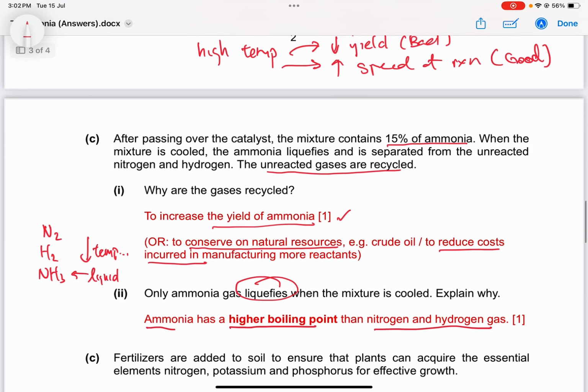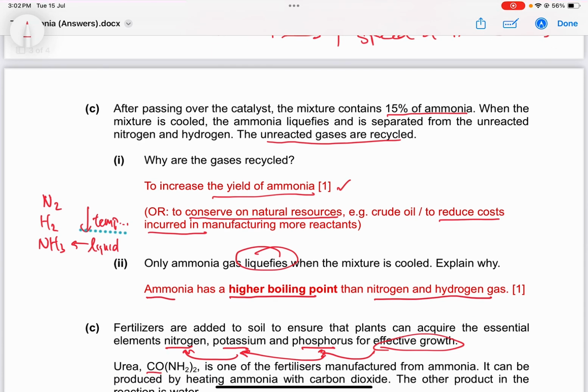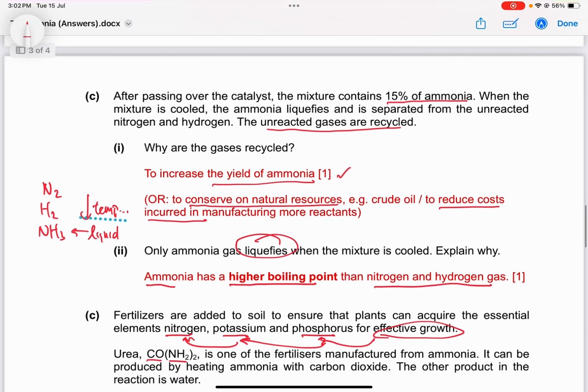Next, fertilizers are added to soil to ensure that plants acquire the essential elements, nitrogen, potassium, and phosphorus for effective growth. So for effective growth, you need three things: phosphorus, potassium, and nitrogen. Urea, CO(NH2)2, is one of the fertilizers manufactured from ammonia. So you can actually make urea from ammonia. It can be produced by heating ammonia with carbon dioxide. So ammonia heated with carbon dioxide produces urea, and the other product is water. So you realize this is the reactant, this is the reactant. Your product is urea and water.